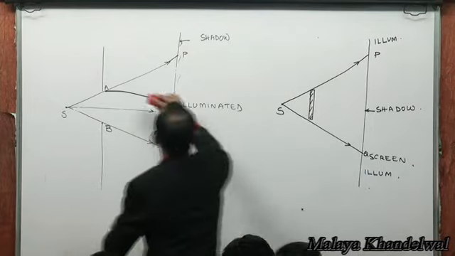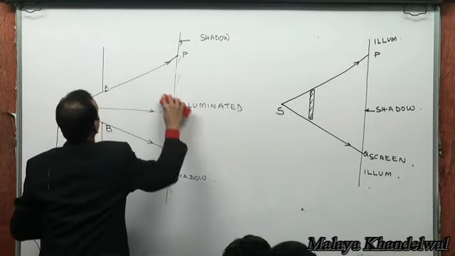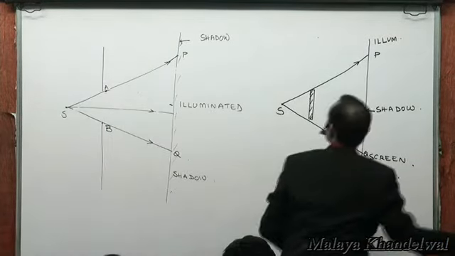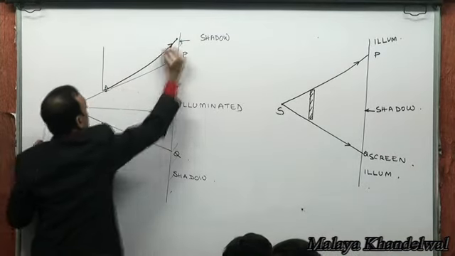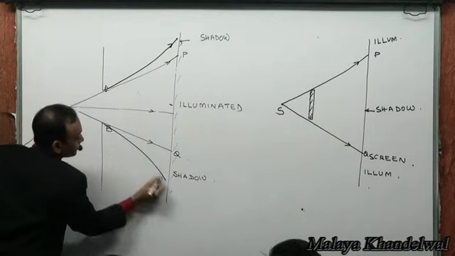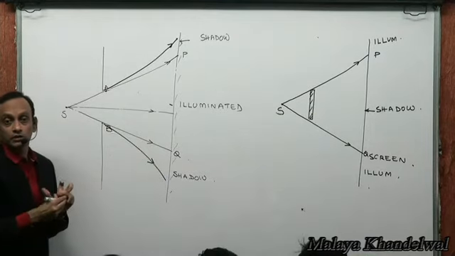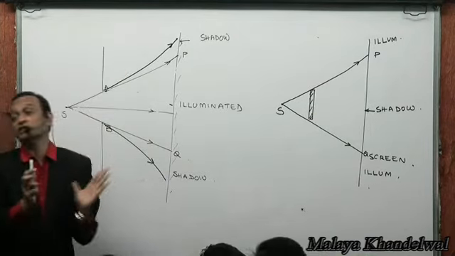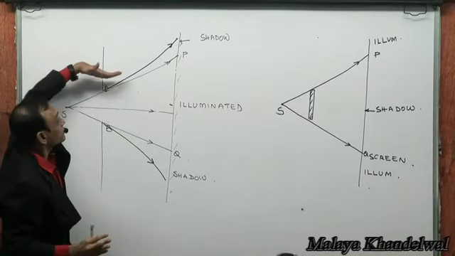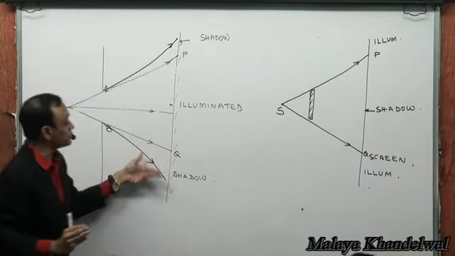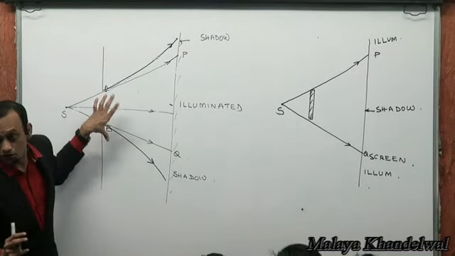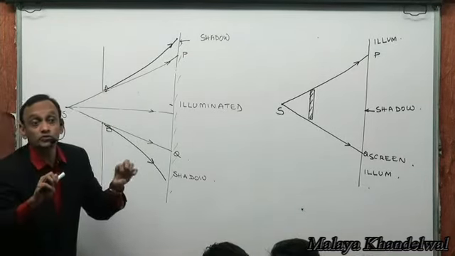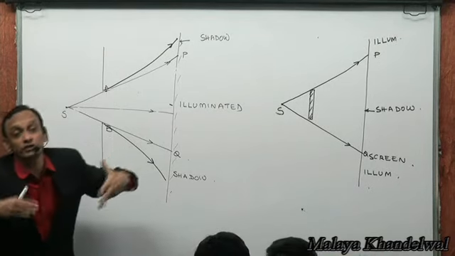I'm sorry, this is not the shadow region here. In this case, this is the shadow region. Light encroaches in the shadow region. In this case, you would see light above P and you would see light below Q also, if the size of this aperture decreases. Encroachment of light in the geometrical shadow region.